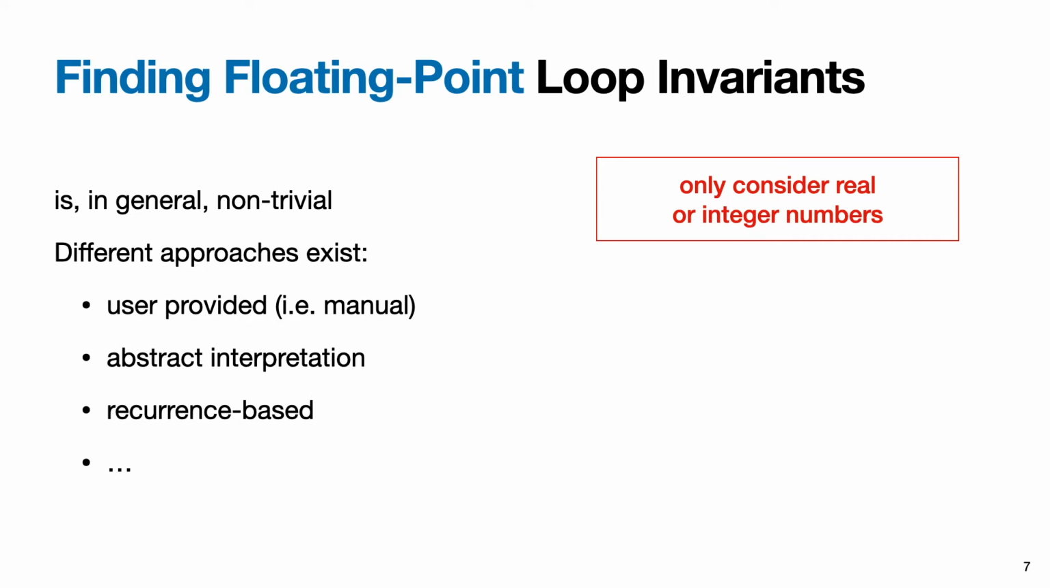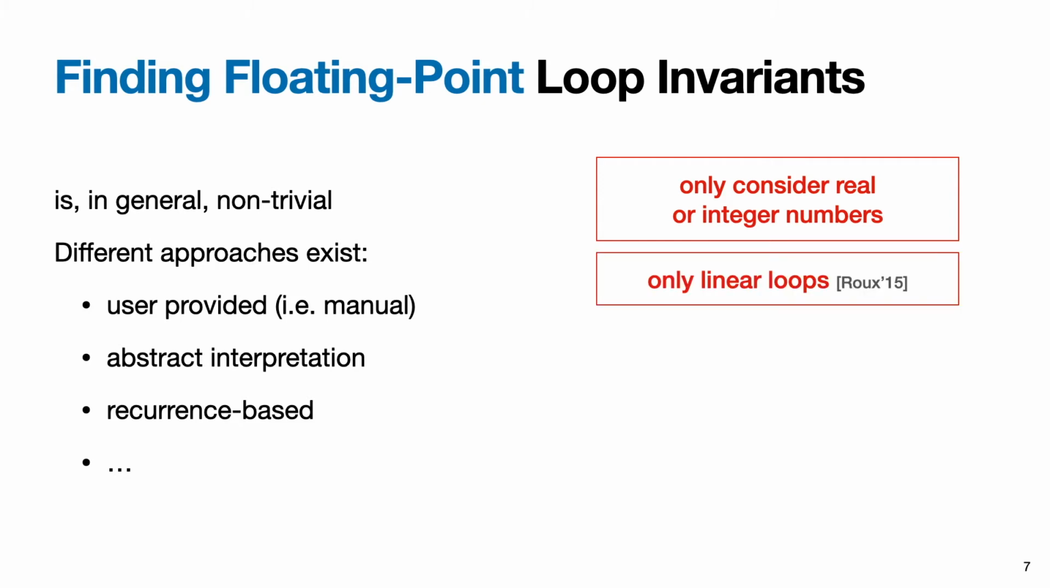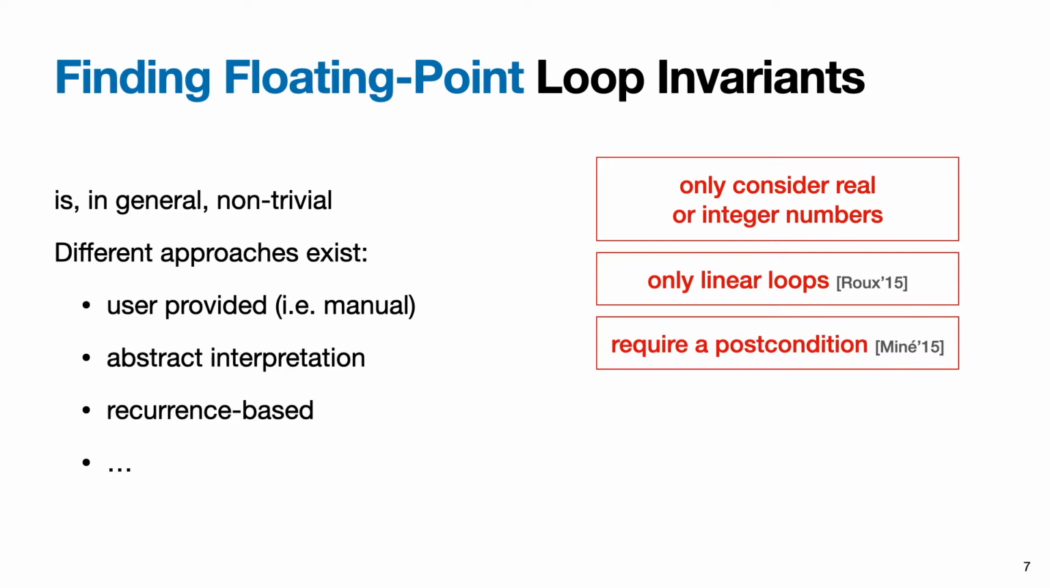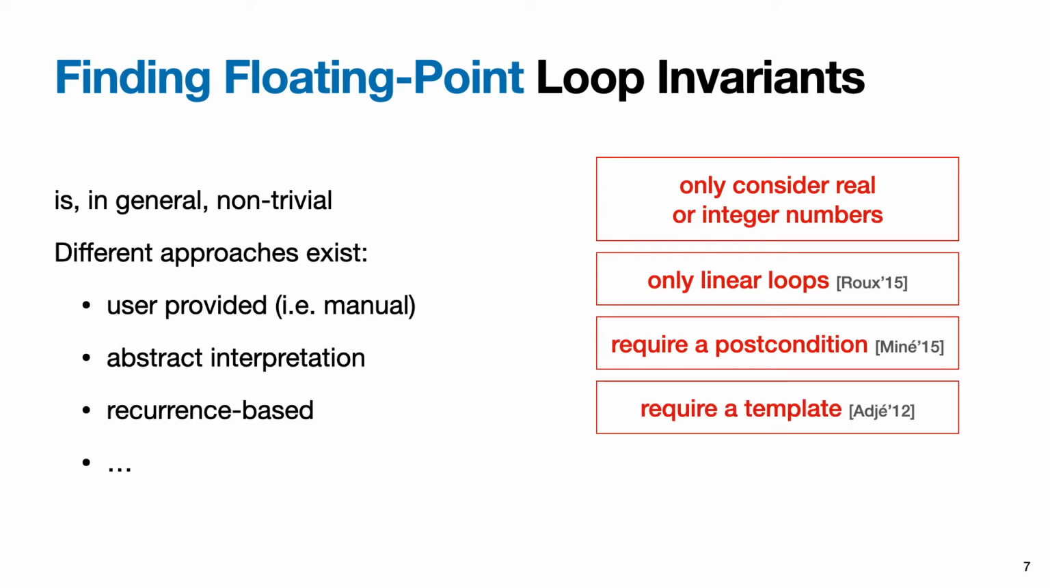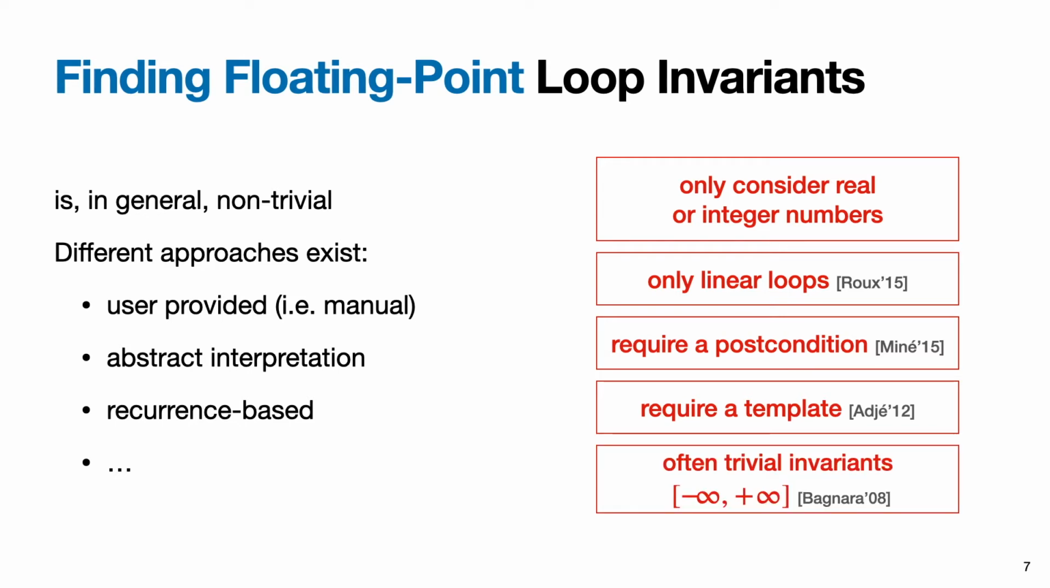Among the techniques that can handle floating point loops soundly, a lot of them can only handle linear loops because of the underlying algorithm. Some of these techniques also require a postcondition, which in our case means that we need to come up with the ranges in order to find the ranges. Another limitation is techniques that require a fixed template for the invariant. And last but not least, some of these techniques can only come up with trivial invariants when analyzing nonlinear loops with floating points.